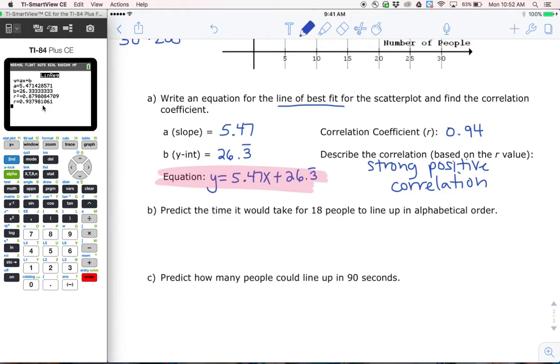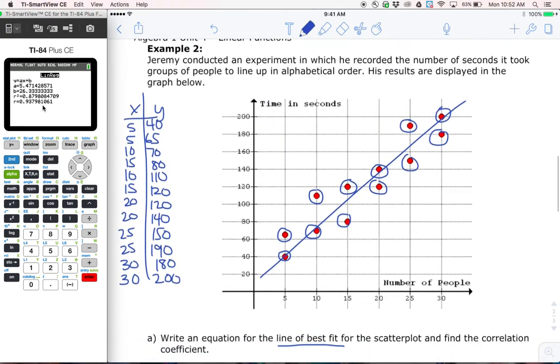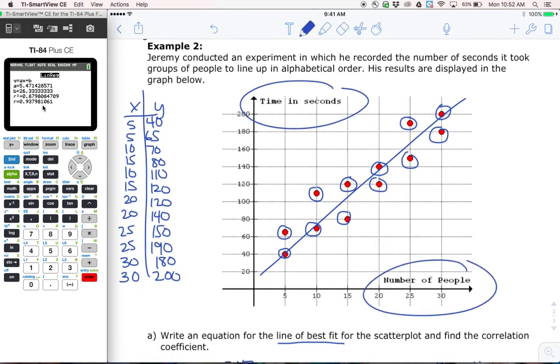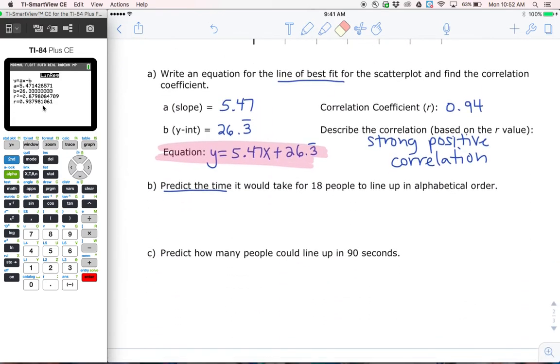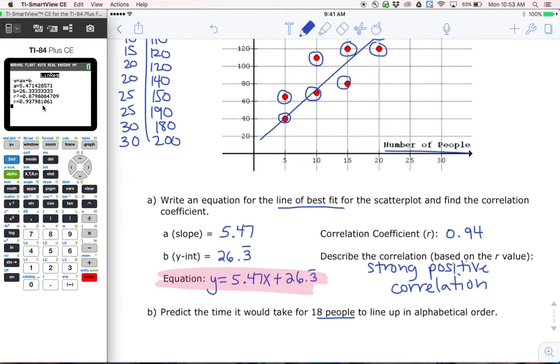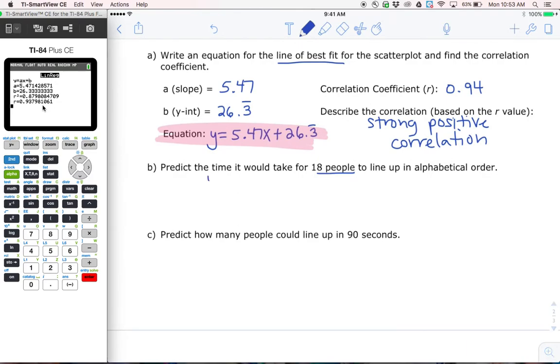Next, it says predict the time it would take for 18 people to line up in alphabetical order. Oh, we probably should realize that this is talking about the time in seconds for people to line up in order. All right, so we're going to use the information we just got to predict something, right? Let's see here. 18 people were our x values, so we're going to say y equals 5.47 times 18 plus 26.3 repeating, right? The equation that we just got to make a prediction.